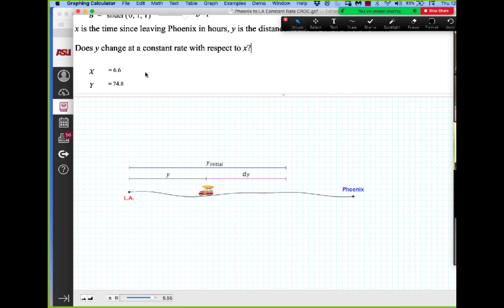I would say yes. Ashley says yes. So why? Because they gave a specific rate at which they would be traveling the entire time. Okay. At least in the model. Okay. So what about the fact that, what is x doing? Is x increasing or decreasing? Increasing. And what is y doing? Decreasing. Okay. What about that? Does that have any bearing on this question? Is y changing at a constant rate with respect to x?